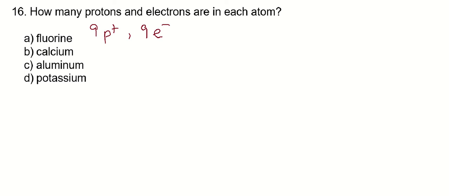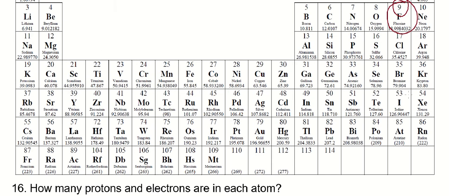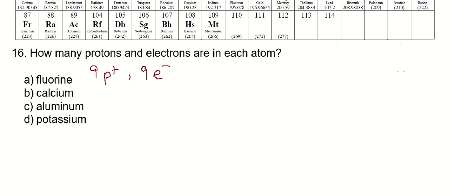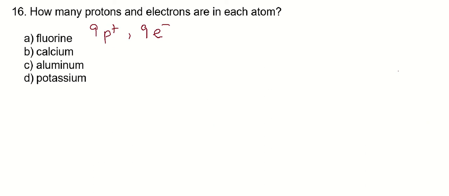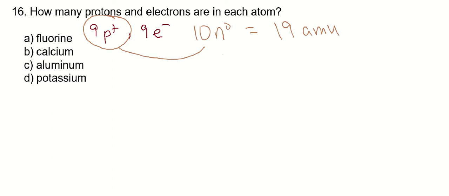Now, the mass is the larger number. Usually it's not a whole number, and that's because it's an average of all the isotopes, and we're going to round that up to 19. The particles that make up the mass of an atom are the protons and the number of neutrons. And so that's got to add up to 19. So 9 plus what will give us 19? Well, that's 10. We must have 10 neutrons. 9 plus 10 gives us 19.